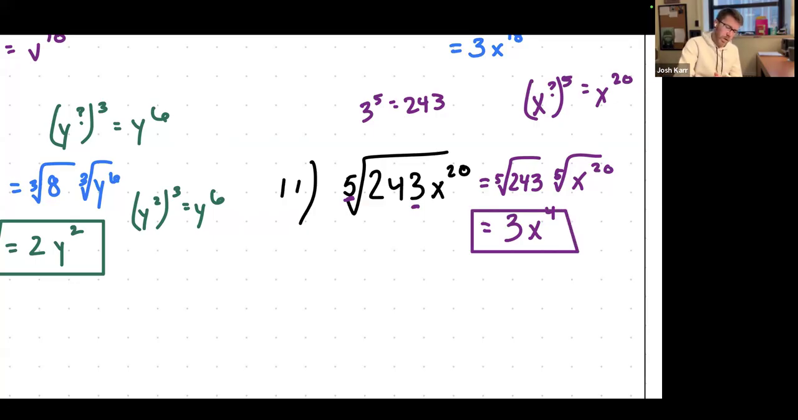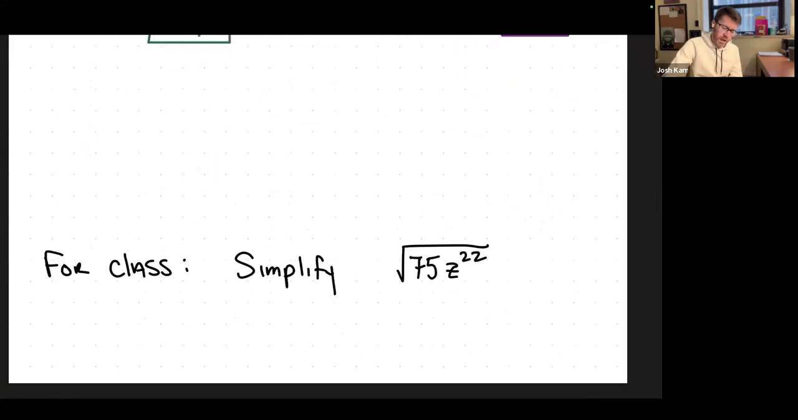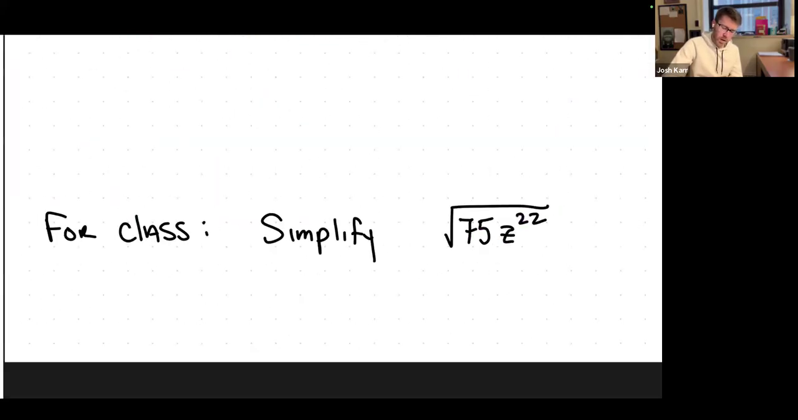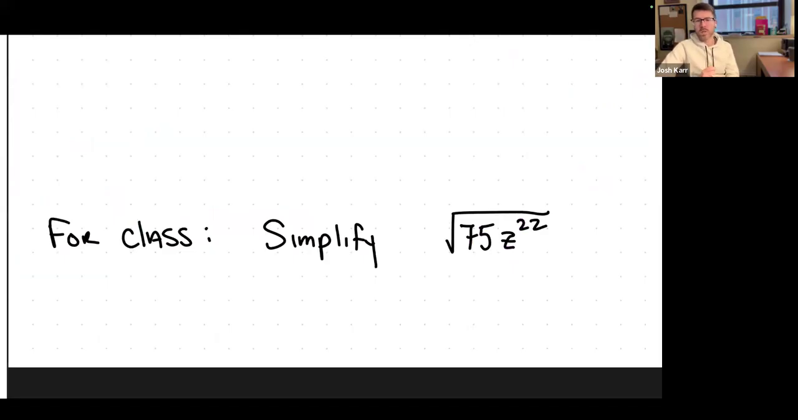All right. Great job. Again, go work on some topics for this week. Be efficient, be productive. One question before you get to class. I want you to try out this one, okay? So we're simplifying the square root of 75z to the 22nd. All right, great job. I'll see you back for your last video lecture of Math 122.